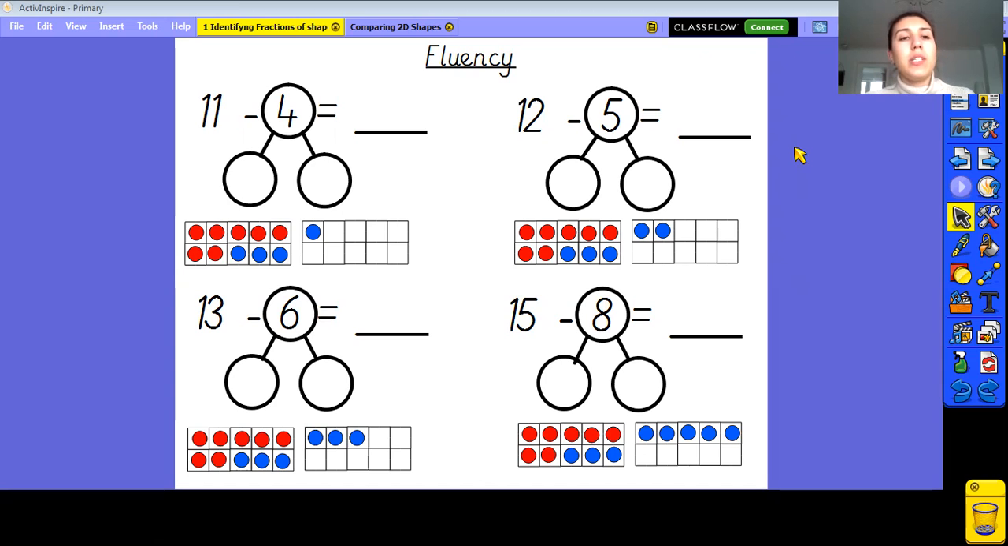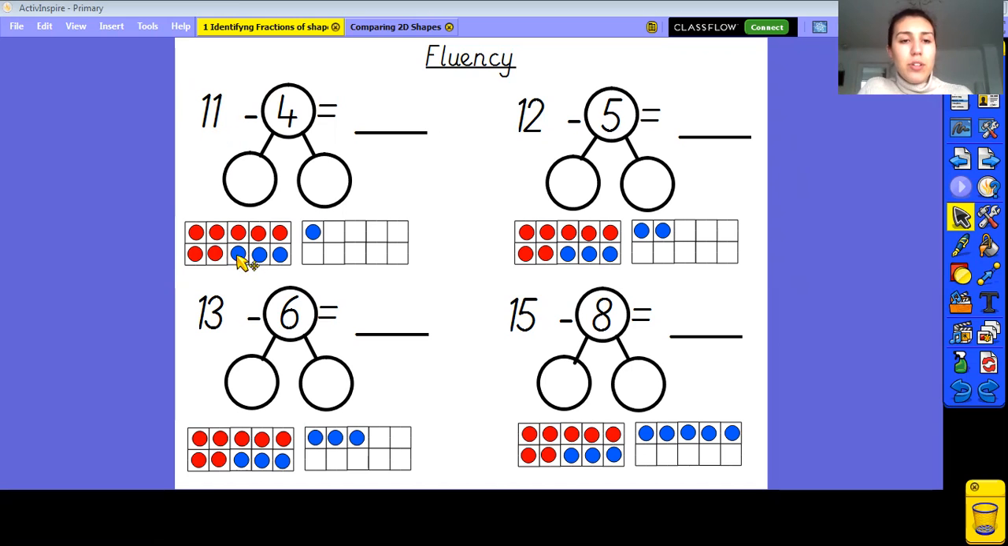What we're going to do is first subtract the number of ones that we need to subtract to take it down to 10, and then we will subtract the remaining number of ones to make sure that we're taking away that full subtrahend. So let's have a look at this one for an example.